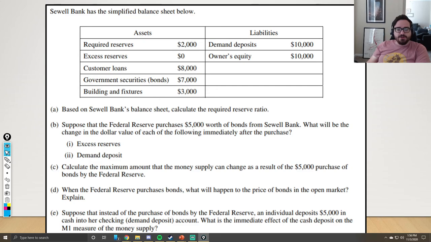Okay, we'll be doing practice over money multiplier, bank balance sheet, Fisher effect. That stuff we'll be covering in a practice on Friday. But if you want one extra go at this before that practice, work through this FRQ, Google it. You'll find the answers. Trust me, they're all out there. Just Google Sewell Bank AP Macro FRQ. You'll find it. It's public.